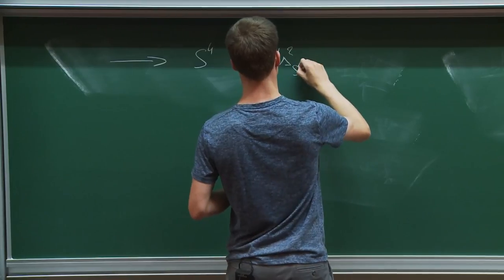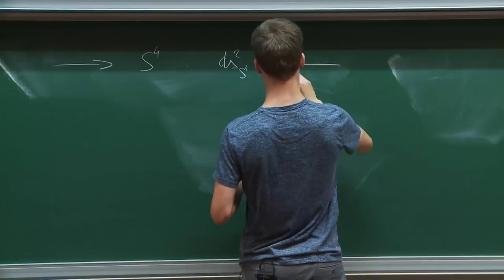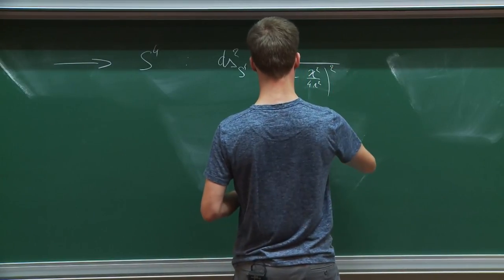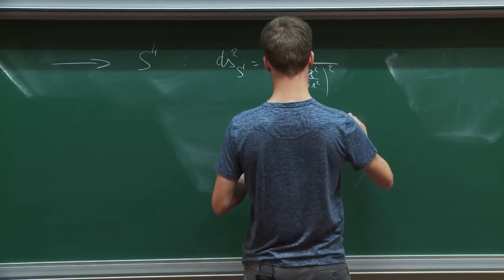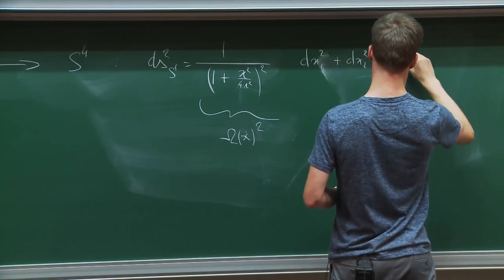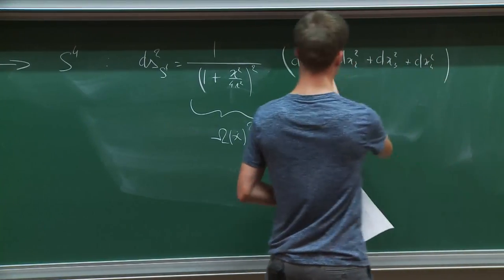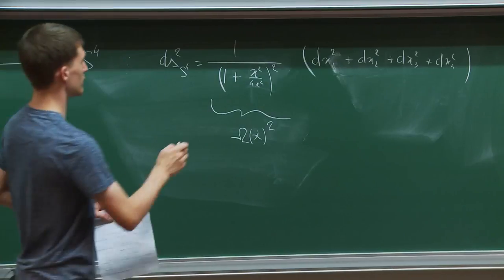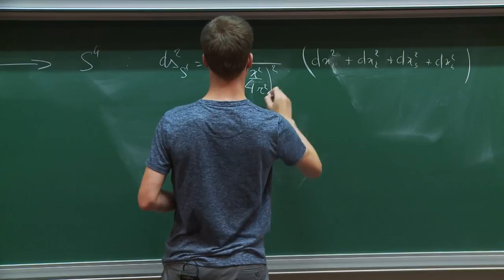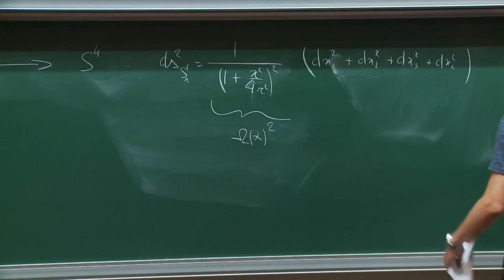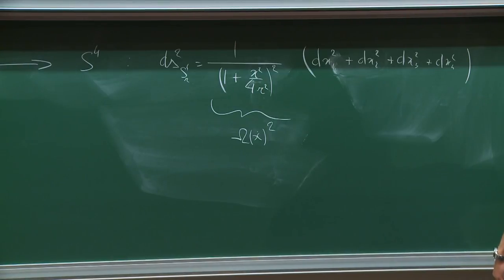Because the metric on S4, using the stereographic projection, if you like, can be written as follows. This is my Weyl factor. So this is my flat space metric, this is my Weyl factor, and then I get a metric on S4. It's 4 times r squared, where r is the radius of the S4. So it's some constant radius I chose. And the x squared that sits here is just the sum of the x_i squared. So good.